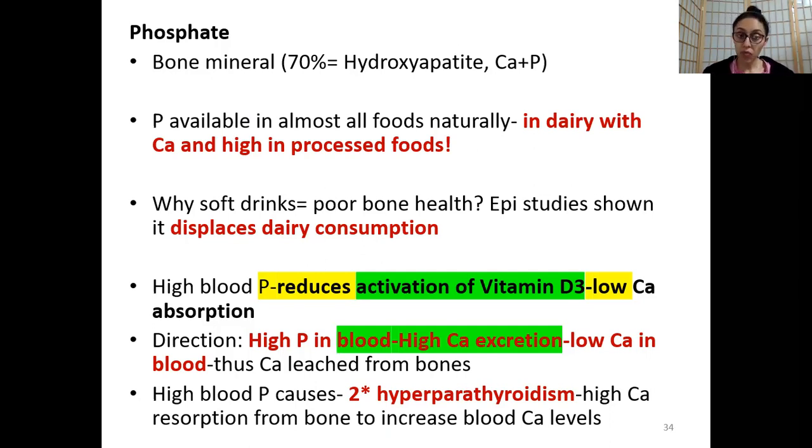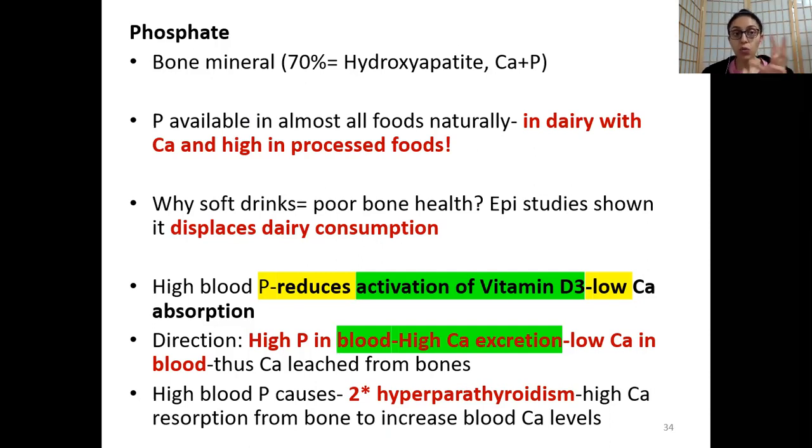Now with epidemiological studies, what has been seen is that people who drink soft drink have poor bone health in the long run because a lot of dairy consumption is being substituted with soft drink. Not predominantly because of the phosphorus, but do be mindful that soft drinks have phosphoric acid as a preservative, and phosphoric acid is your phosphate, meaning you're having a high level of phosphate if you're having a lot of soft drinks.